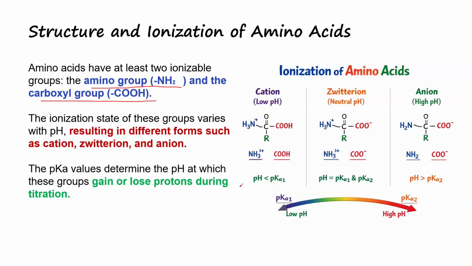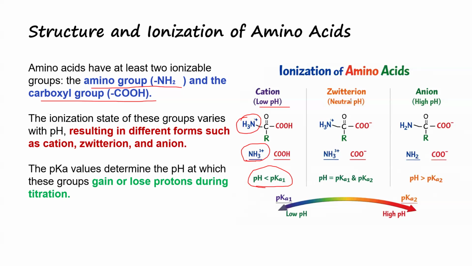So as you can see here, when the pH is lower than the pKa, that indicates that there will be a cation. So at this point, there will be a gain of protons. As you can see here, this is a gain of protons because the pH is low. And of course, at this point, the pH is less than the pK1. So that is why the ionizable group here is the amino group by gaining one proton.